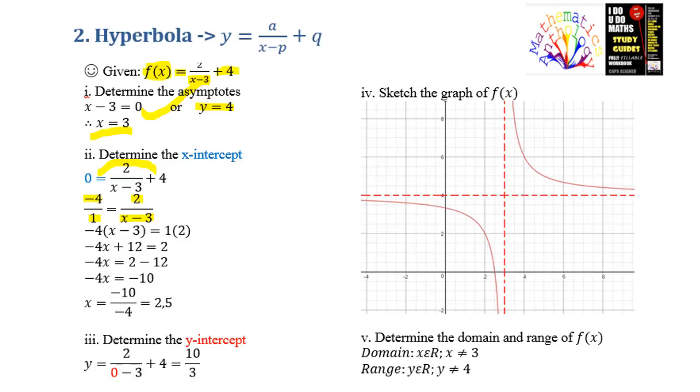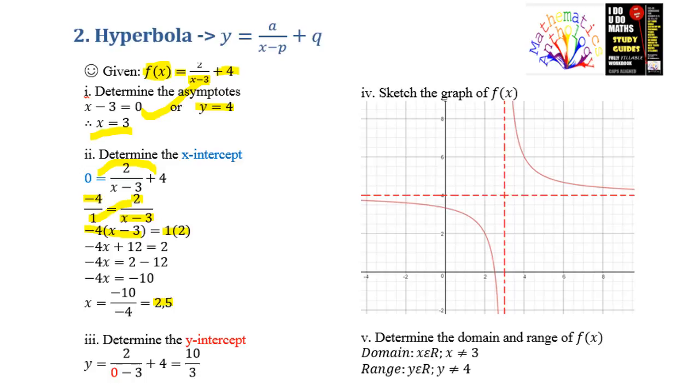So negative 4 times x minus 3 is equal to cross multiply the other way here, 1 times 2. Open out the brackets and solve for x. You'll have x is equal to 2,5 as your answer. So the x-intercept is 2,5 and 0.